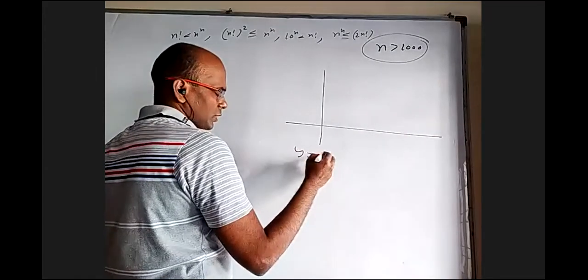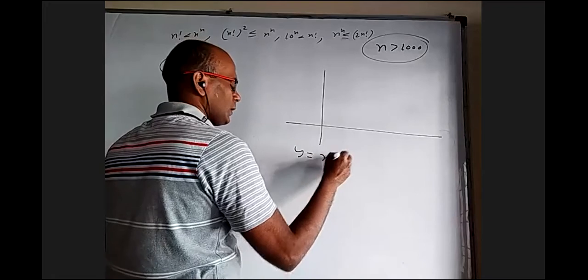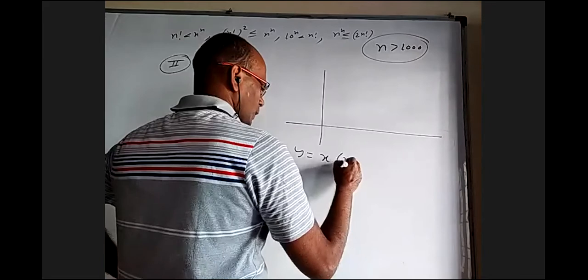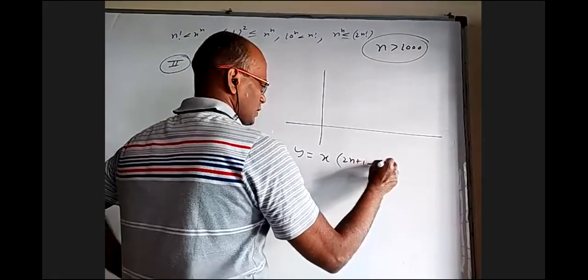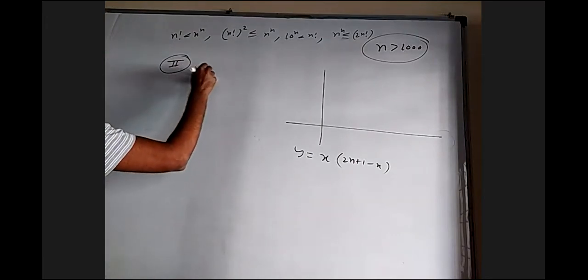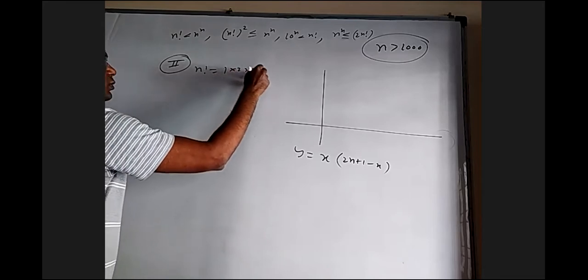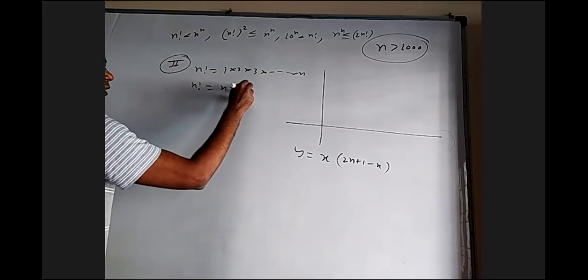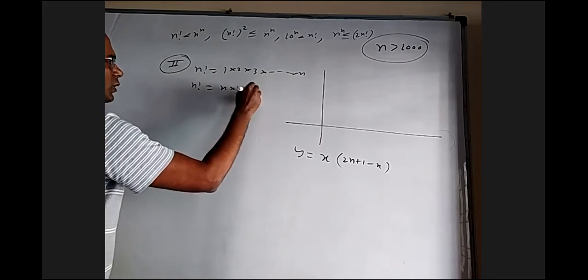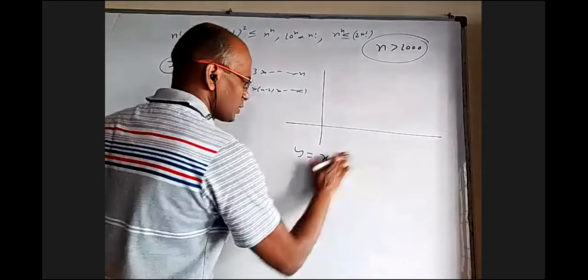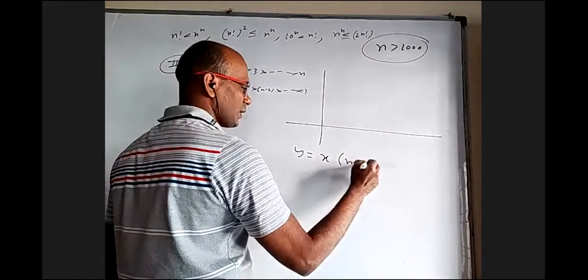I want to take y equal to x into 2n plus 1 minus x. I'll tell you what I want to do. n factorial is 1 into 2 into 3 and so on up to n. For another n factorial, I want to write it in reverse order, n into n minus 1 into n minus 2, and so on up to 1. So I want to take n plus 1 minus x.